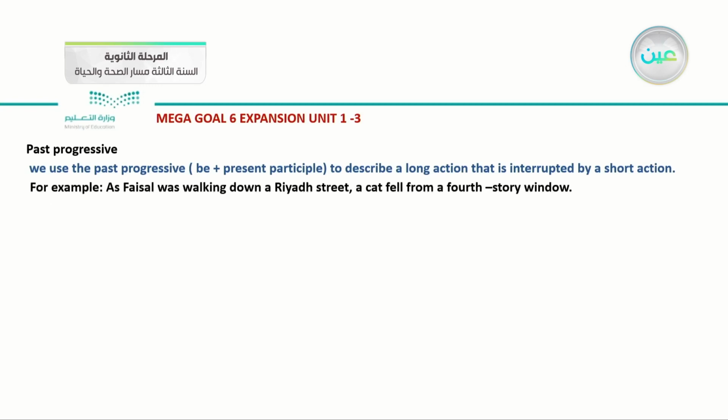What is the structure of it? The structure of it is be plus present participle. Okay, look at the example. For example, as Faisal was walking down Riyadh Street, a cat fell down from a fourth-story window. Okay, so what do you think it is? As Faisal was walking down Riyadh Street is the long action. And what is the short action? That a cat fell from a fourth-story window. So we apply the past progressive inside the sentence and we interrupt the long action with a short action.